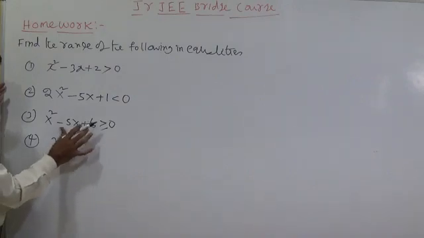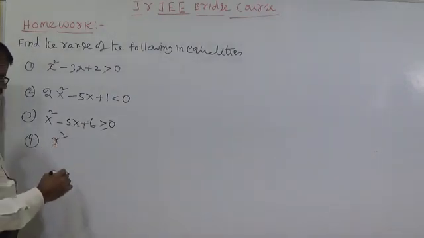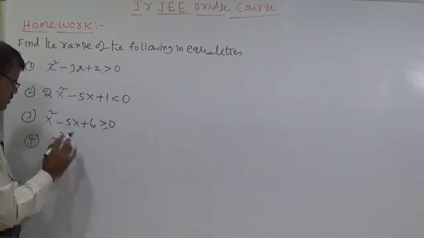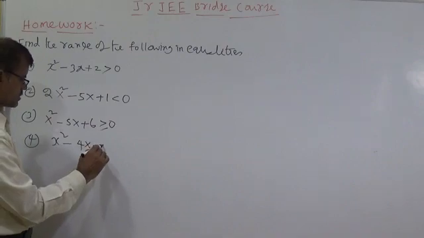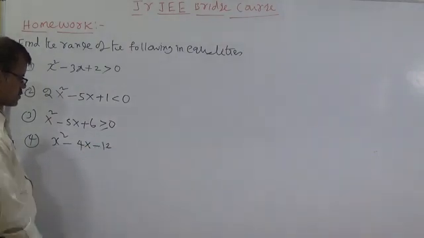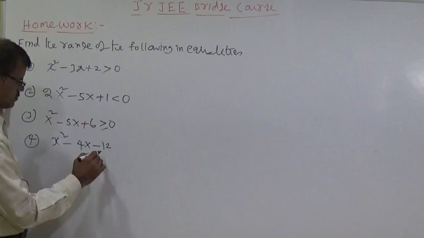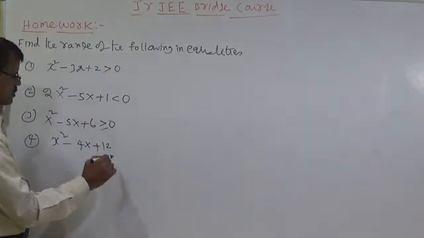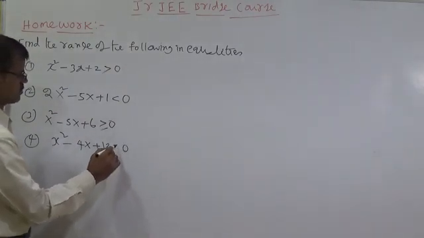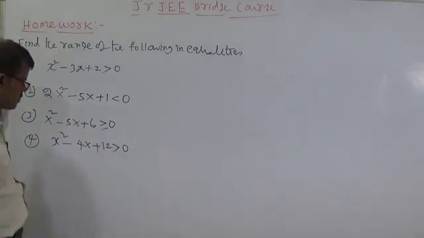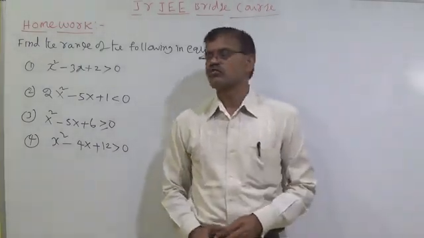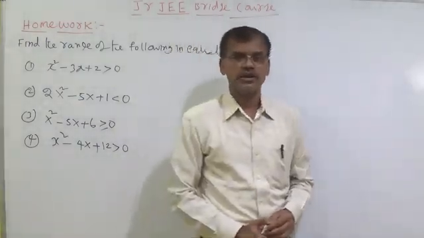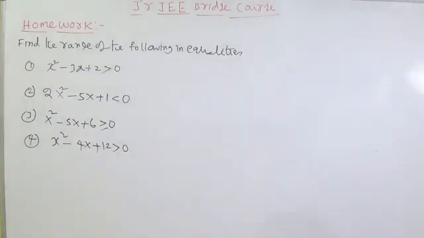The last question I am giving is somewhat tough, try to understand and do it on your own, try yourself. x square minus 4x minus 12, take here plus 12, greater than 0. Depending upon the 4 formulae, I said 4 examples and I have given the homework to you depending upon the 4 formulae.